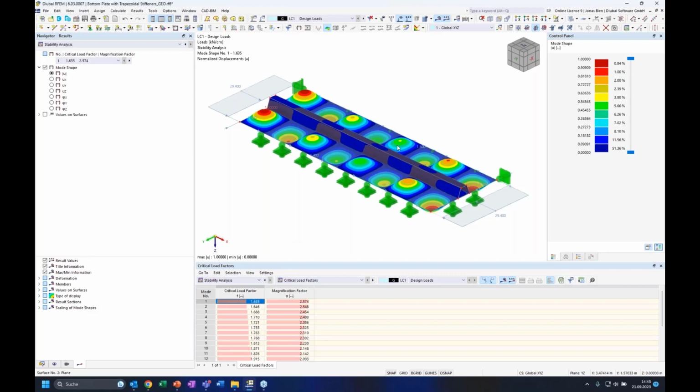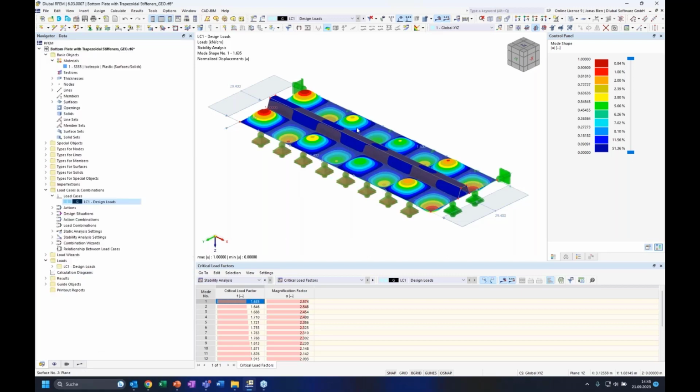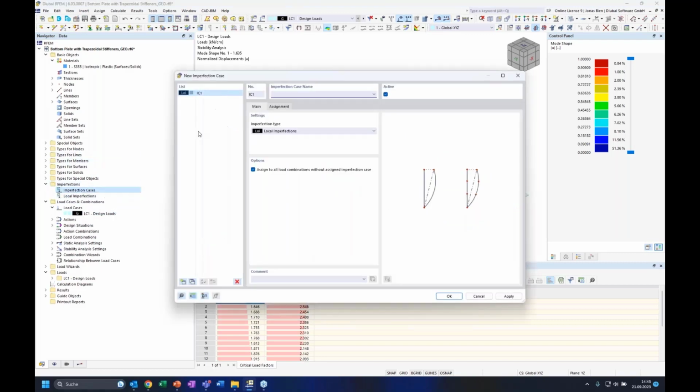All right, we can now adopt. So now we have performed the linear analysis and the linear buckling analysis, and we want to now apply eigen-shape-affine imperfections for the GMNEA. To do so, we go to imperfections and create a new imperfection case of the type buckling mode.